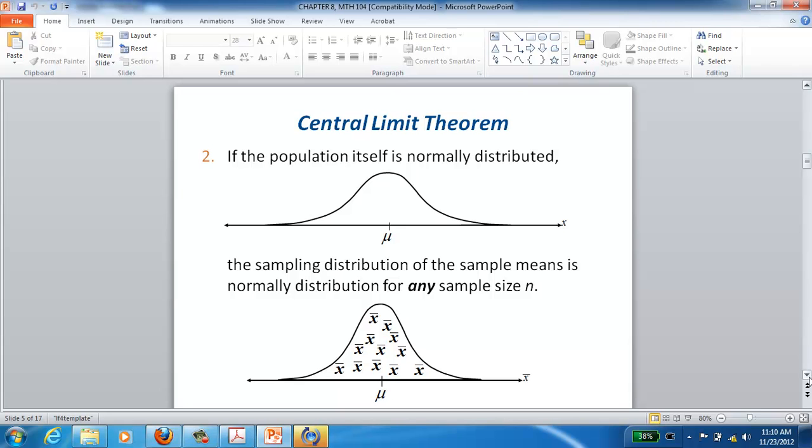However, if the population by itself follows the normal distribution, then no matter what the sample size is, the sampling distribution of the sample means is normally distributed. So in this case, you don't have to worry about the sample size. You can have a small sample size, 10 or 15.